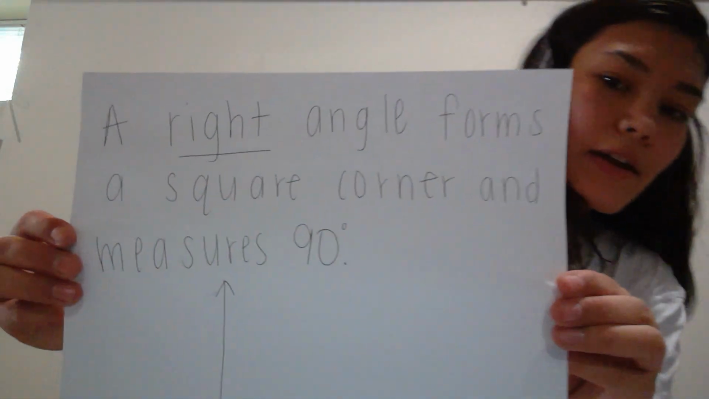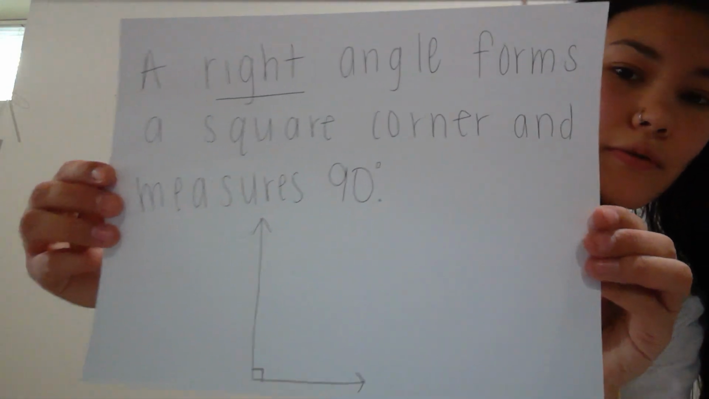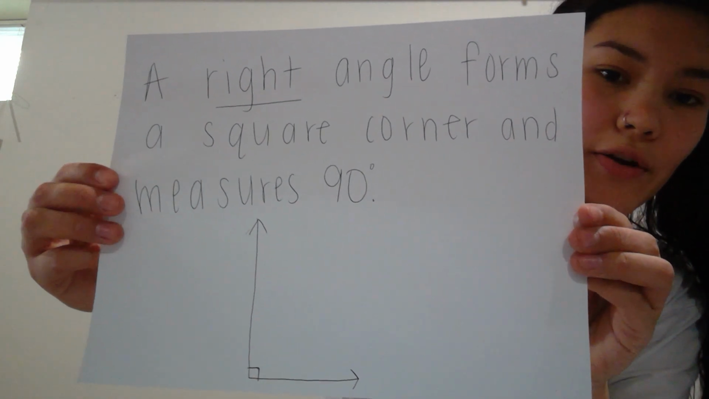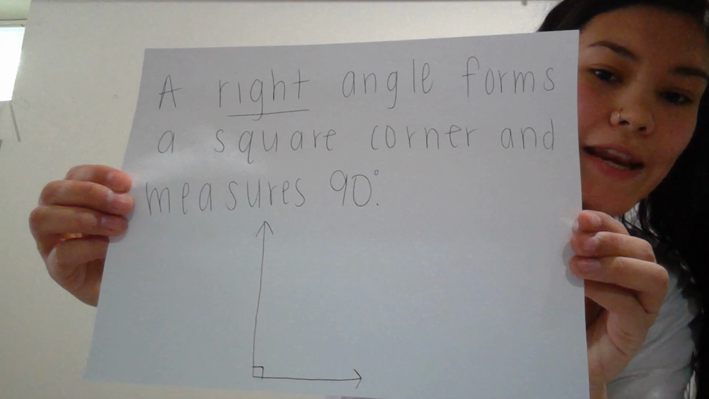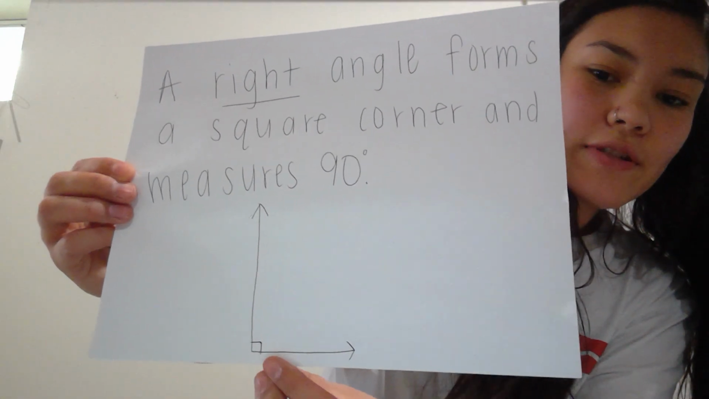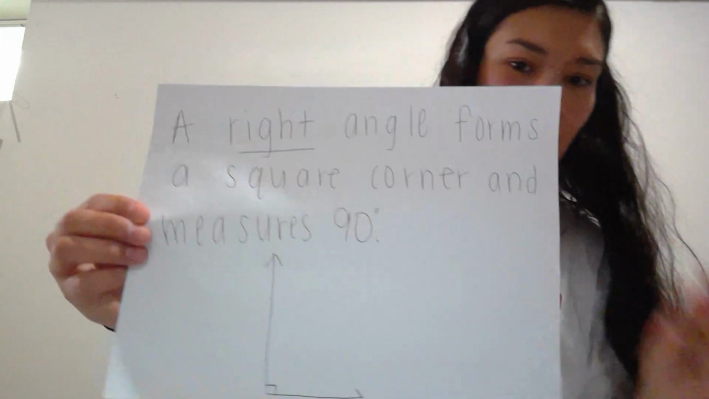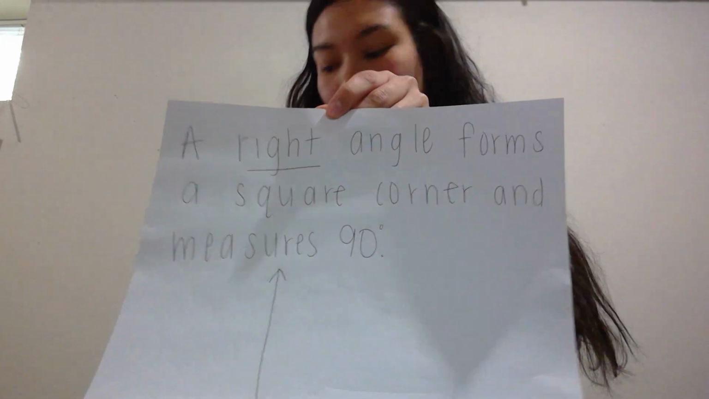Okay, so when we talk about angles, we can classify or group angles into 4 different categories. So the first type of angle is a right angle. And a right angle forms a square corner and it measures 90 degrees. So when you see this square right here, that automatically tells you that this is a right angle.